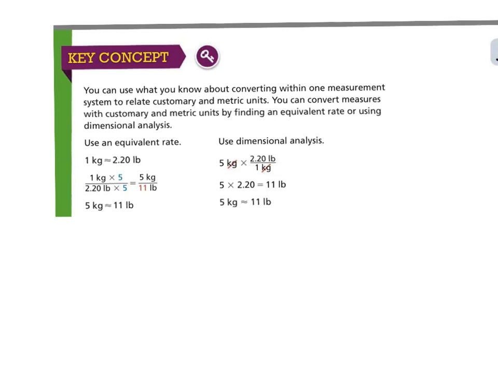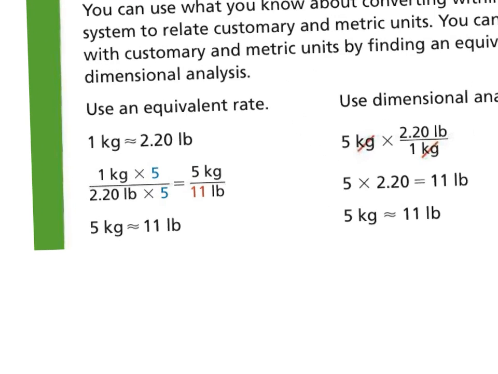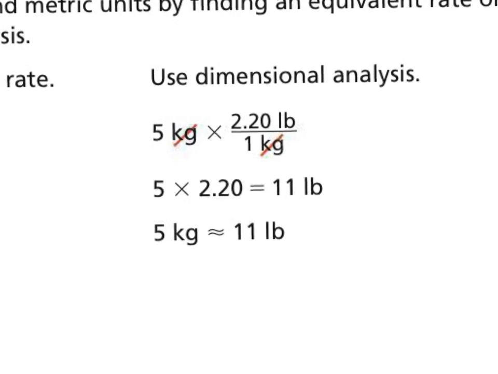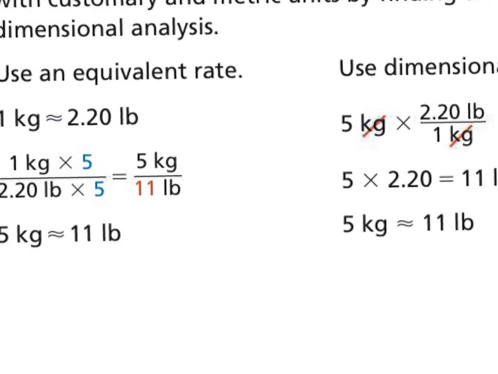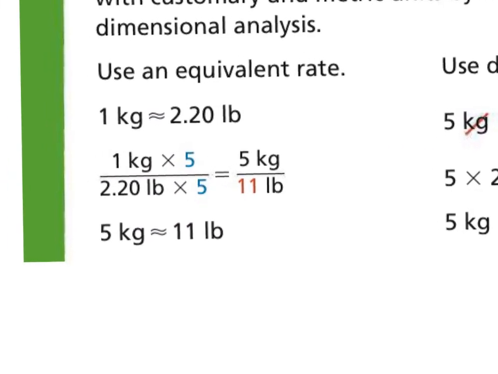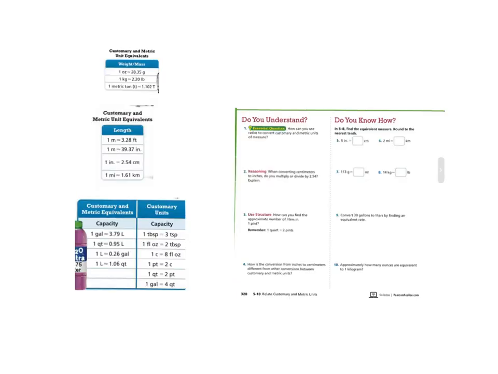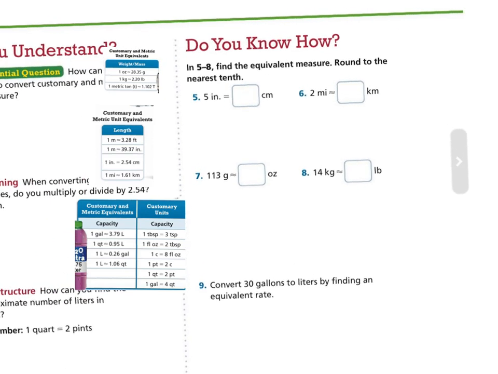So the key concept just mentions different ways we can do this with equivalent rates, which is like using proportions or using dimensional analysis. And again, using proportions is more what we've been talking about. So this is probably what I would do to try to work this problem out. What I've done here, I have copied and pasted the different conversion tables that they have in this section, just so we can use those as we go through these problems.